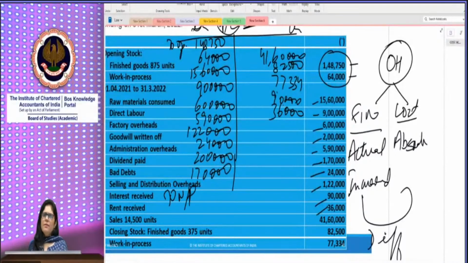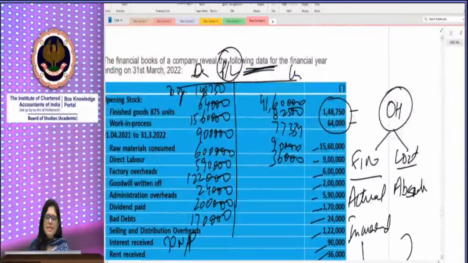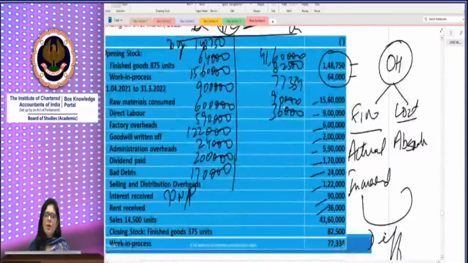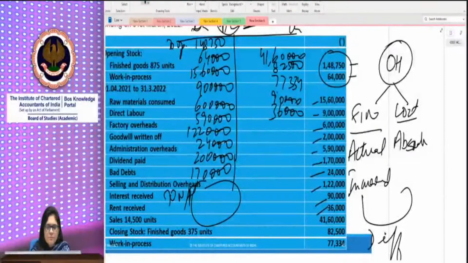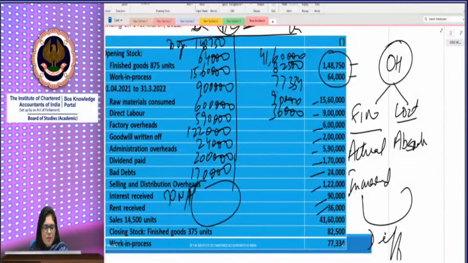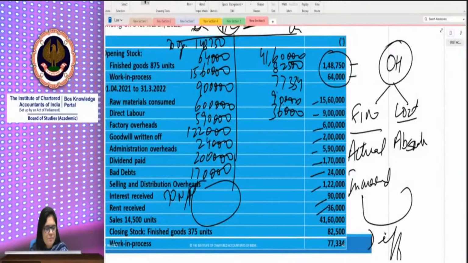I've not done anything in the profit or loss account. I've just posted all the figures inside the profit or loss account. Debit all the expenses, credit all the incomes and gains. I'm just making a combined one. Tell me the net profit or loss. Quickly, can anybody tell me the profit or loss?